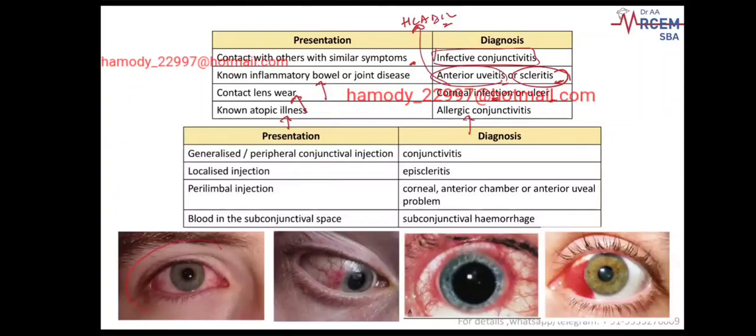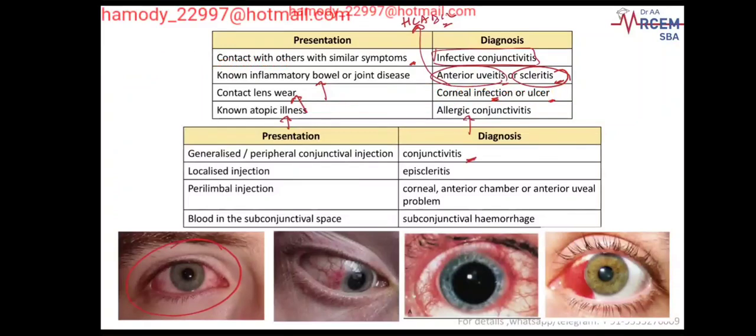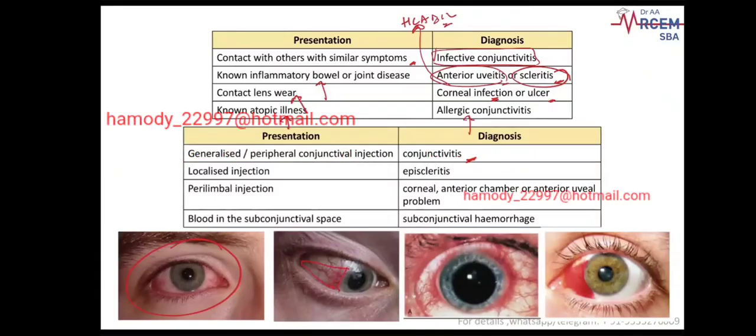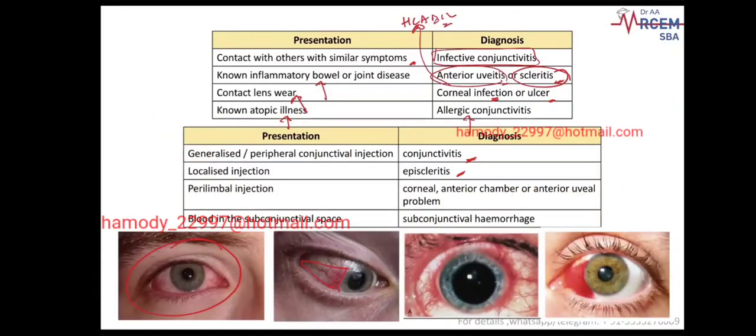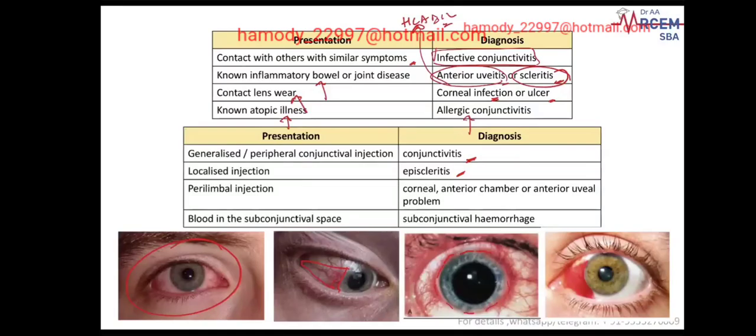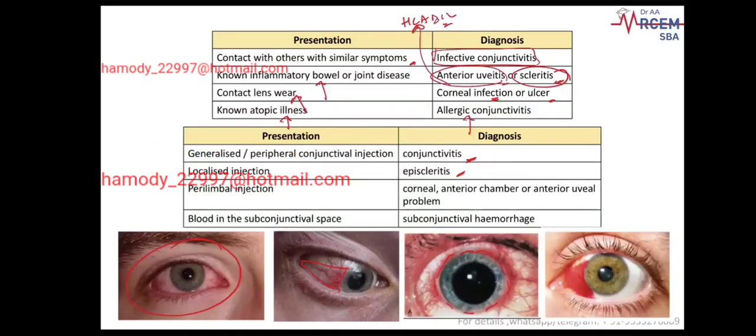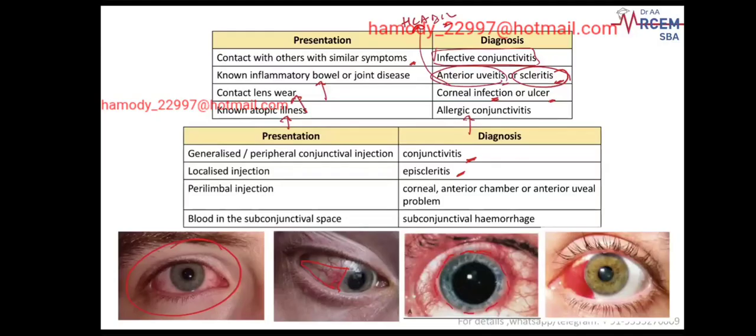If it is generalized, as you're seeing in this picture, it is more suggestive of conjunctivitis. If it is more localized, like you're seeing in this picture, it is suggestive of scleritis. It is more around the cornea. This is known as perilimbal or circumcorneal. Circumcorneal erythema or perilimbal injection is present.